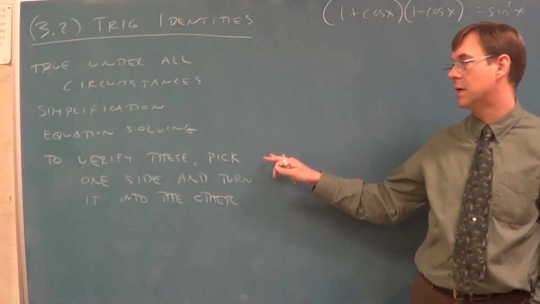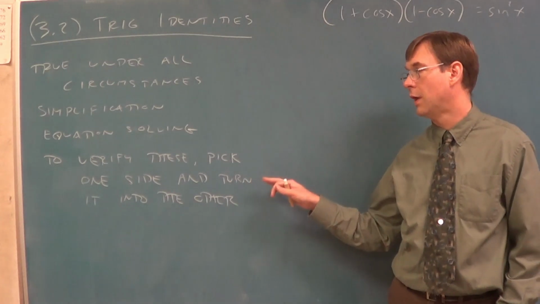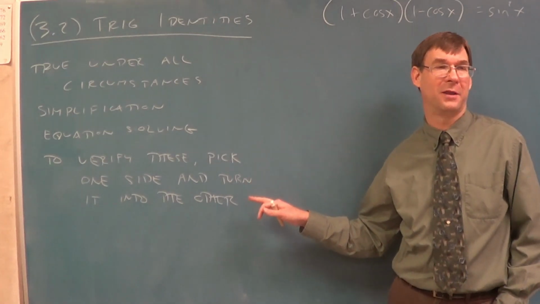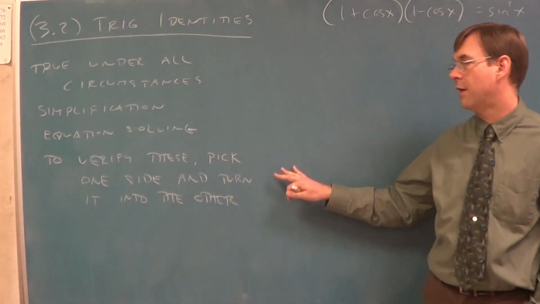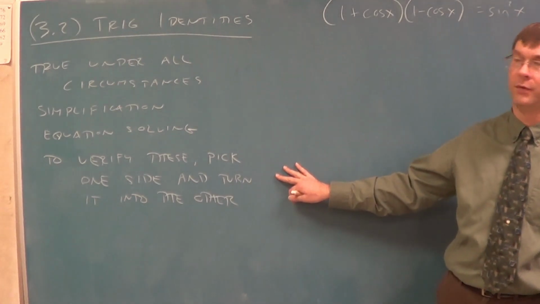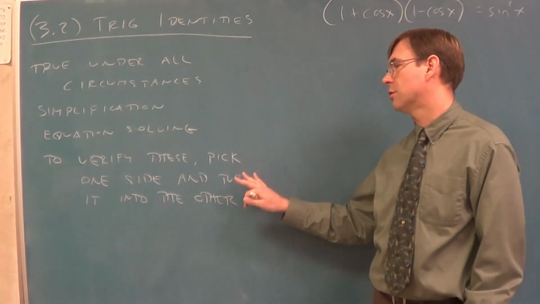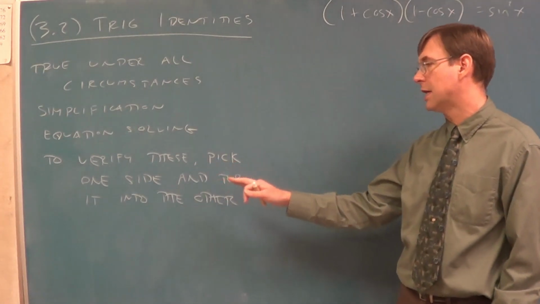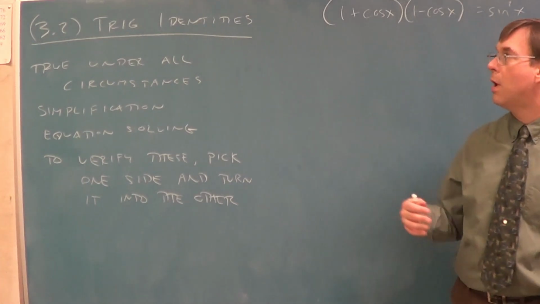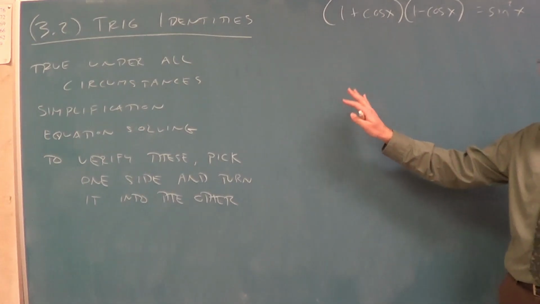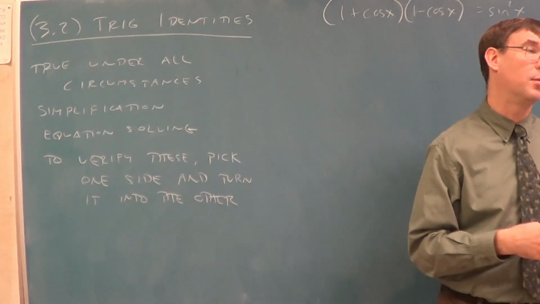Today they're going to tell you something that is indeed true. They're not going to give you any that are a lie. They'll give you a bunch of trig relationships that are true, and they're just going to ask you to show why they're true. To show why these are true, you're going to pick either of the sides and turn it into the other side. Most of the homework, you're going to work from the left side and turn it into the right side. But you don't have to.